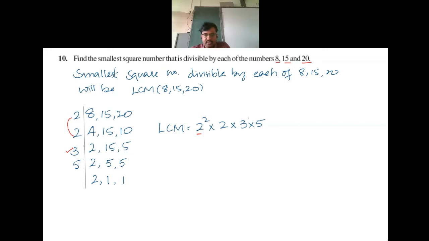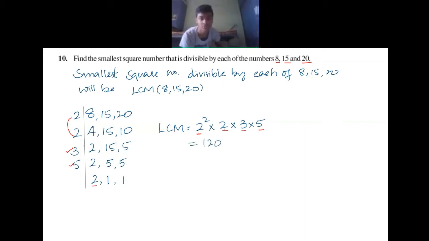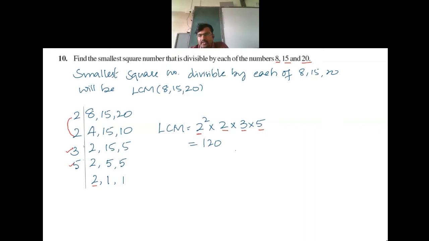There is 1 3, 3 is written. 1 5, 5 is written. One of the 2 is there here, 2 I have written here. So the LCM here is 120. Sir, it should be multiplied by 30.